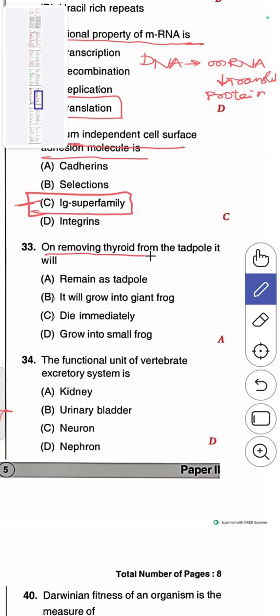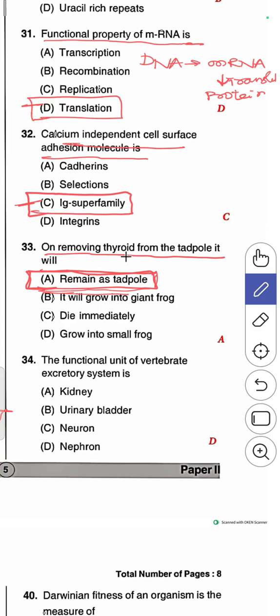On removing the thyroid from the tadpole, it will remain a tadpole. This is the neoteny process, where you studied the significance of the thyroid in development. If you remove the thyroid, then iodine secretion will get reduced. Due to that, there is no development in a tadpole. So A is the right answer for this question.